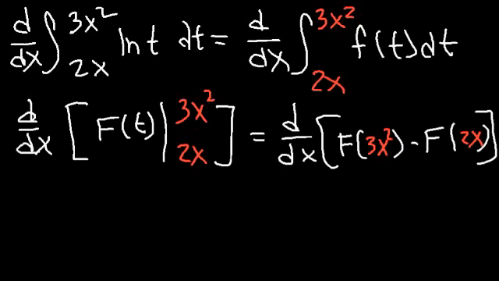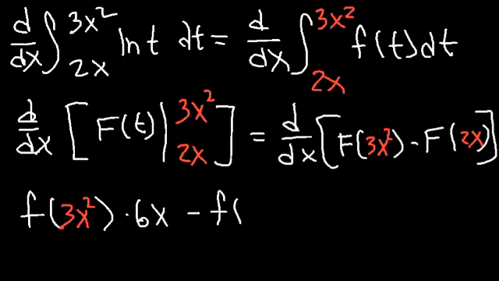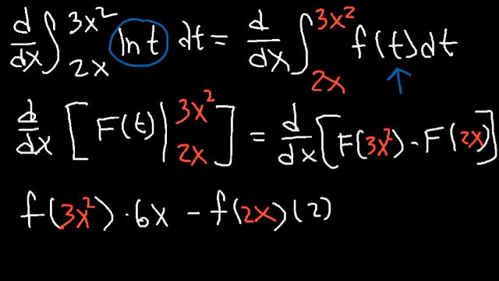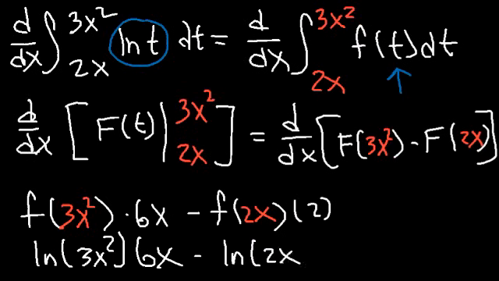The derivative of capital F is lowercase f, and on the inside we have 3x squared times the derivative of the inside part of the function, which is 6x, minus f of 2x times the derivative of the inside part, which is 2. To find f of 3x squared, we need to replace t with 3x squared. So since f of t is ln t, f of 3x squared is going to be ln 3x squared. So it's that times 6x minus ln 2x times 2. So this is the answer.